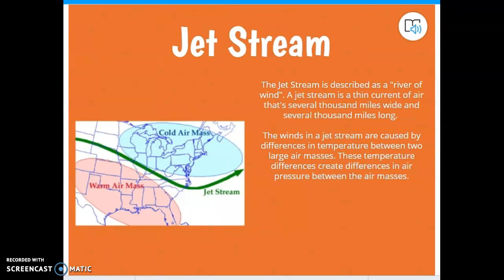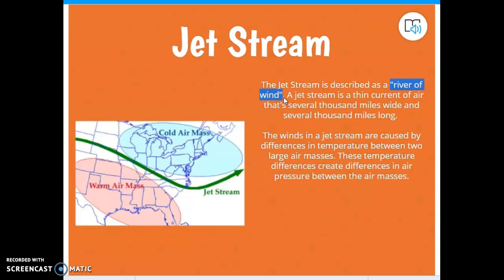So we need to talk about the jet stream. The jet stream has often been described as a river of wind. Now, this river of wind is a very wide river, okay? Like you're talking like the Mississippi or something where you could be standing on one side and you really couldn't see the other side very well because it's several thousand miles wide. It's several thousand miles long. The thing about this river of wind is it's not very deep in comparison to how long and how wide it is.